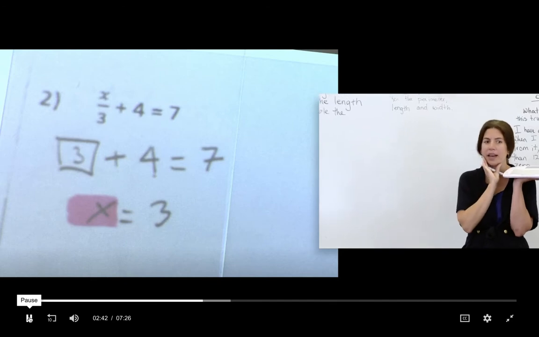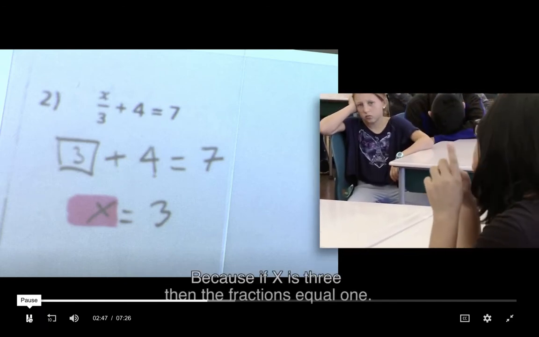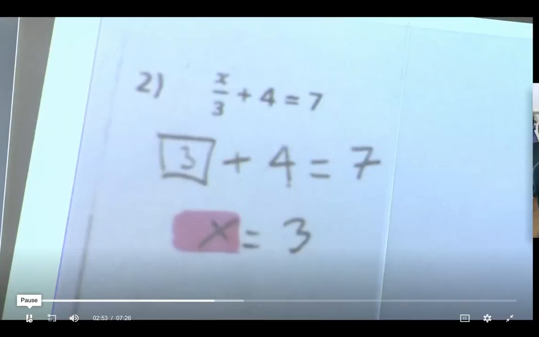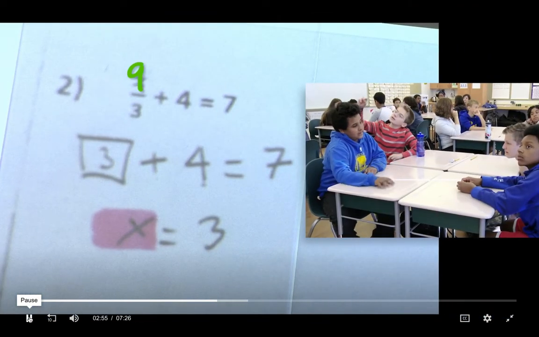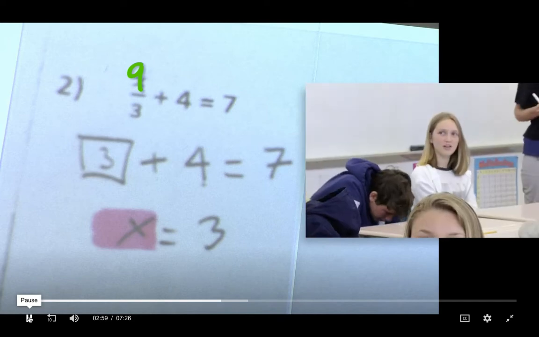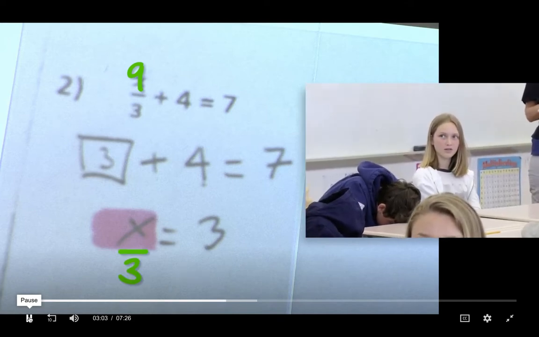Why did I highlight that x? Pema? Because if x is 3 and then the fraction is equal 1. So what should they have written instead? Talk to your group. No, it'd have to be 9/3. They forgot what they were covering up. They should have written x over 3 equals 3. Right.